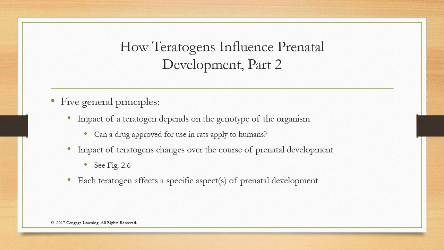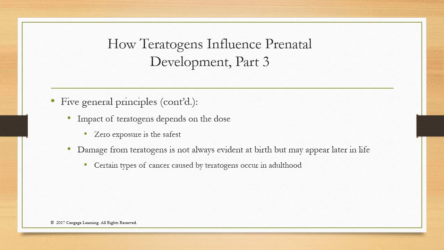Number 2 is that the impact of teratogens changes over the course of prenatal development. We're going to look at that in the next slide, so I'll go over that a little bit more. The third one is that each teratogen affects a specific aspect of prenatal development, and we'll look at that a little further in other slides. The 4th general principle is that the impact of a teratogen depends on the dose.